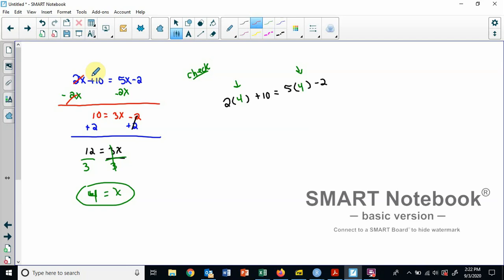Notice I got 2 blank plus 10 equals 5 blank minus 2. Plug in those blanks. See, 2 times 4 is 8. 5 times 4 is 20. 8 plus 10 is 18. 20 minus 2 is 18. So yeah, we are correct. Alright, so let's keep building.